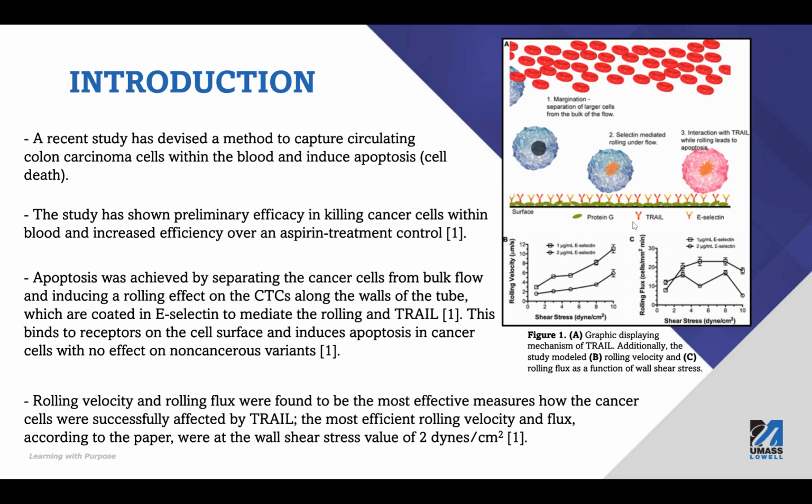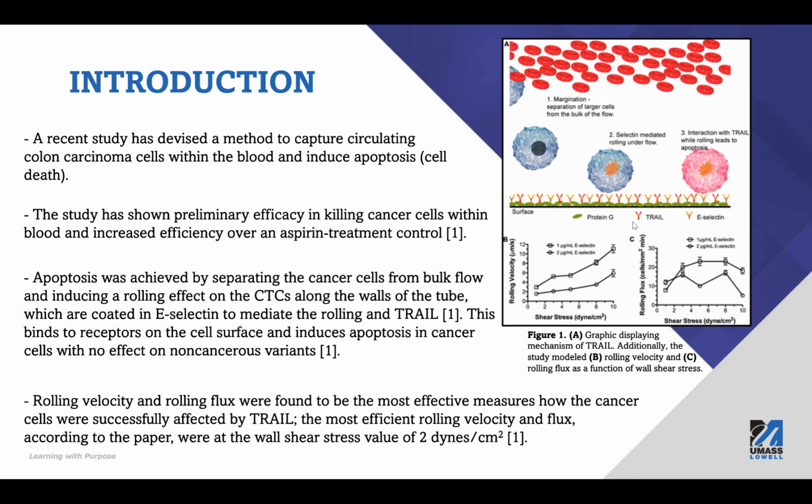The study described rolling velocity and rolling flux as the cells rolled along the TRAIL and the E-selectin at a certain pace, and also of a certain amount of cancer cells rolling through at a time. They found that specific values, like a higher velocity and a higher flux, meant that they were rolling faster, and they wanted to try and see which values of rolling flux and rolling velocity were most effective at cancer cell retention and apoptosis inducing.